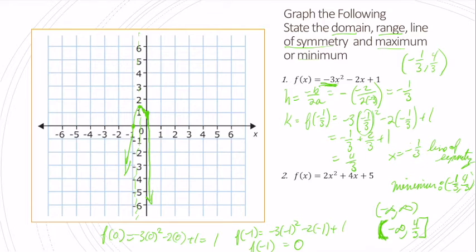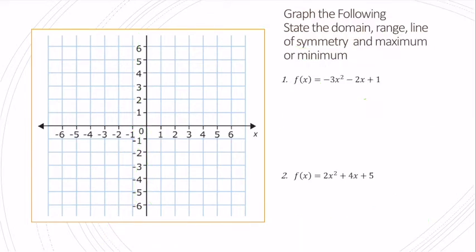I'm going to go ahead and clear the board so I can work on this last problem. Alright, so let's go ahead and work on f of x equals 2x squared plus 4x plus 5. I'm going to go ahead and label my A, B, C's. H is negative b over 2a, so I have negative 4 over 2 times 2, which would give me a negative 1. F of h will be f of negative 1. That's going to give us our k value.